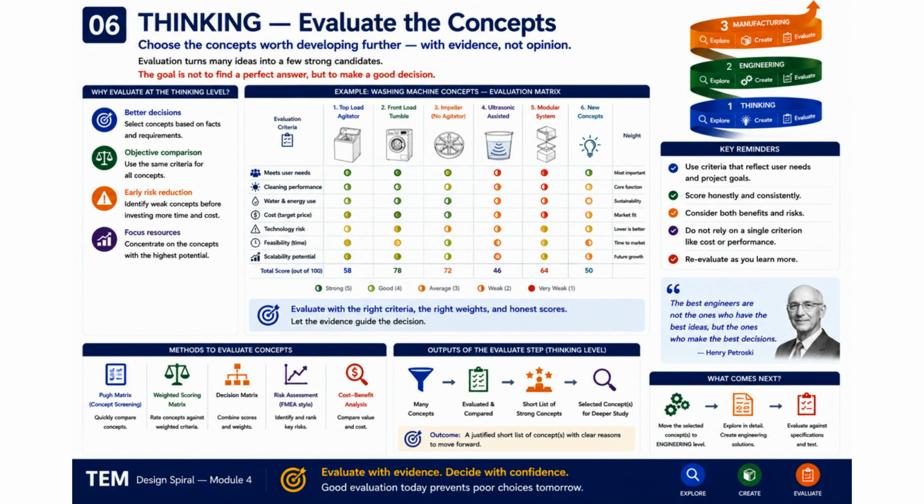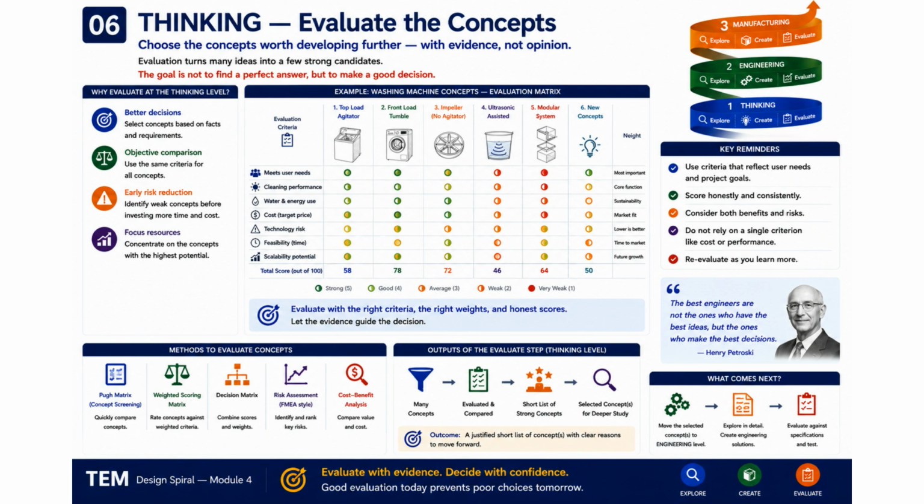To answer this systematically, we first establish evaluation criteria based on the real needs and constraints we identified earlier. For our washing machine, these might include cleaning performance, water and energy consumption, expected cost, technical feasibility, technology risk, and scalability. We then compare all concepts using the same criteria. Simple tools such as a Pugh matrix or a weighted decision matrix can make this comparison more objective. Risk assessment and preliminary cost-benefit analysis can also help.